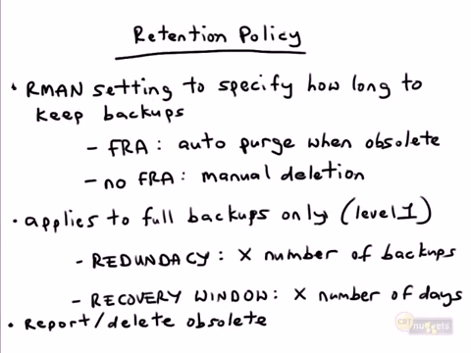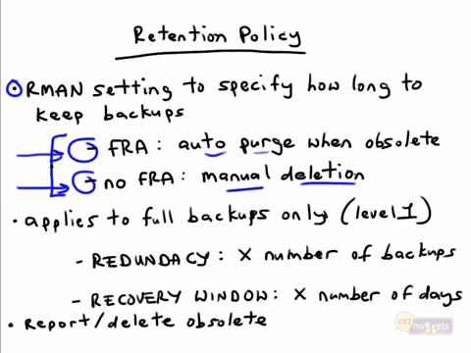Retention policy, as I mentioned a couple times, deals with RMAN configuration settings that specify how long it will keep backups. If we're using a flash recovery area, RMAN will auto-purge when backups are obsolete. If you do not have a flash recovery area, you'll have to manually delete backups as they reach and go past the retention policy. Now, some Oracle DBAs I know, I'm not going to call them control freaks because you might perceive that as pejorative, but I'll just say like to have maximum control over what's happening in Oracle. Therefore, I think it's cool that the Oracle people don't force us to use a flash recovery area. We don't have to if we don't want to. It's really up to us.